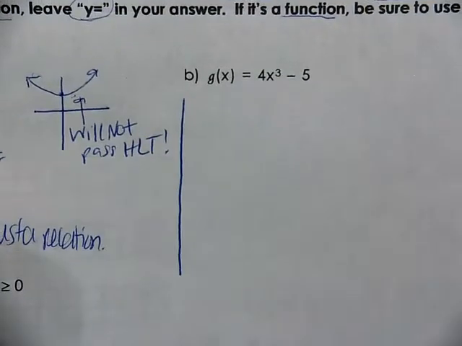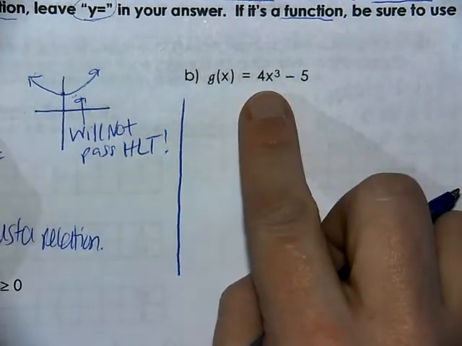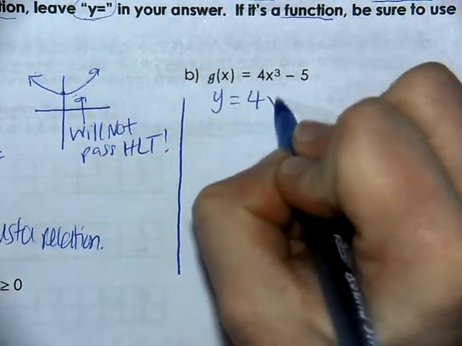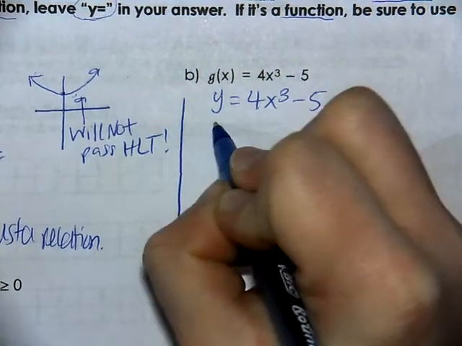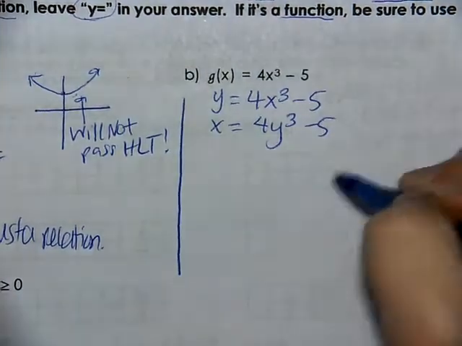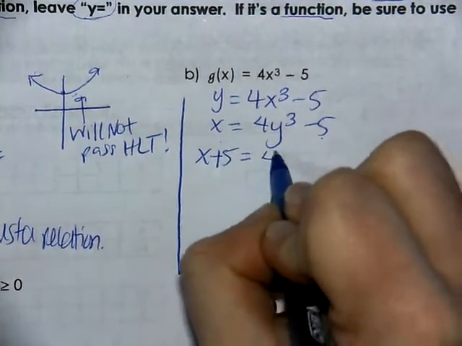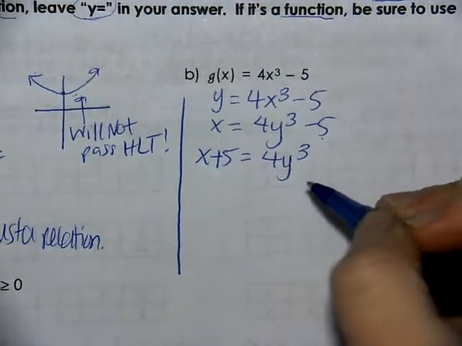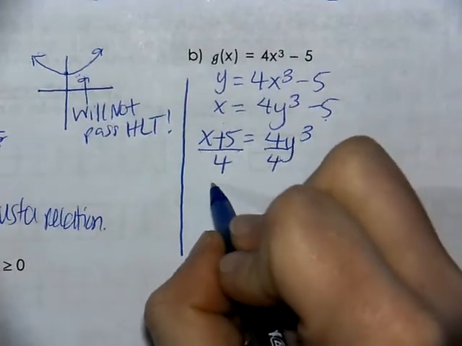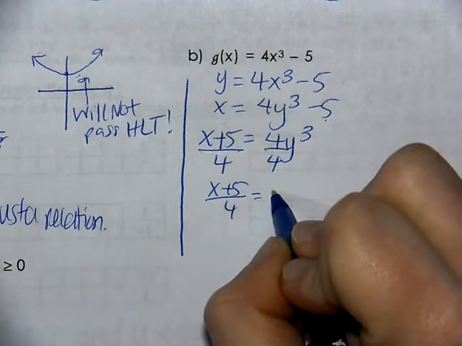Let's go ahead and look at letter B. For letter B, I have g of x is equal to 4x cubed minus 5. So what I'm going to do is rewrite this as y equals 4x to the third minus 5. And I'm going to rewrite this as x equals 4 times y to the third power minus 5. So I'm flip-flopping the x and y values. I'm going to add 5 to both sides. So I have x plus 5 is equal to 4 times y to the third power. I'm going to divide both sides by 4. And I end up with x plus 5 over 4 is equal to y to the third power.